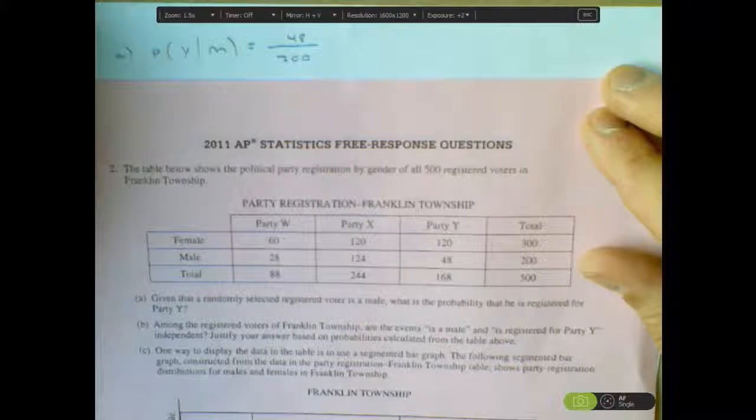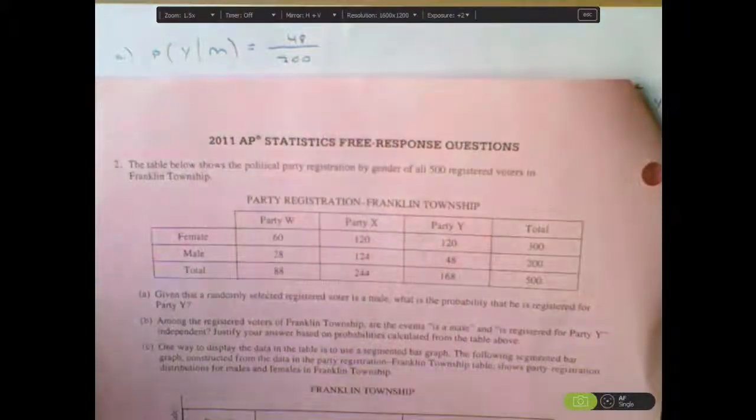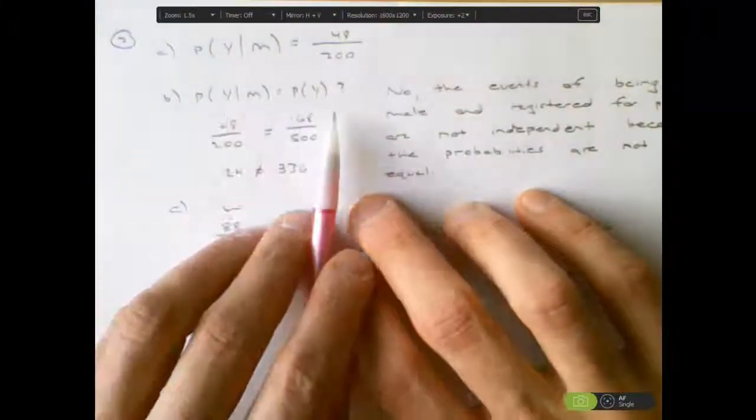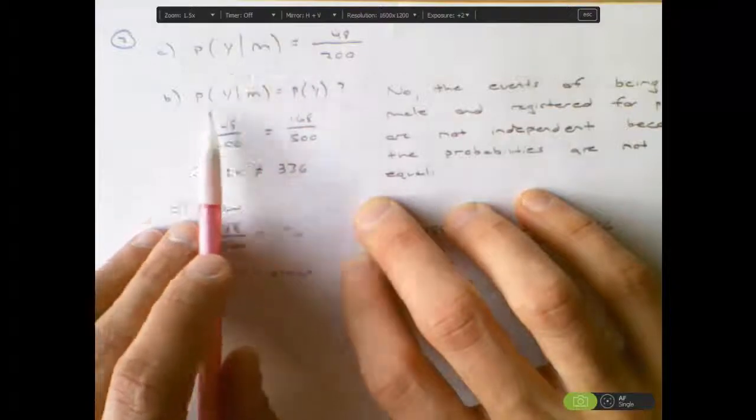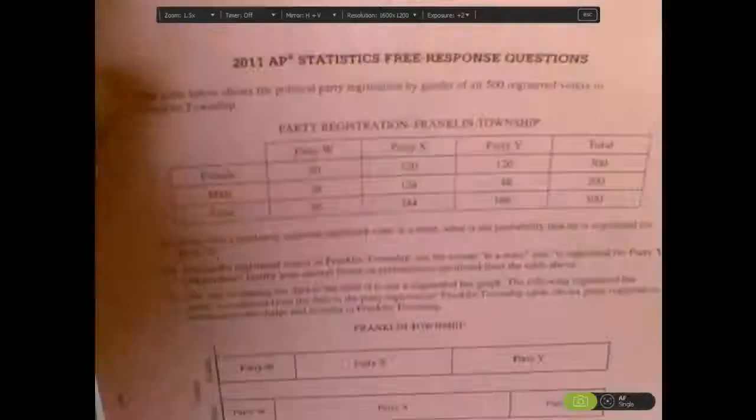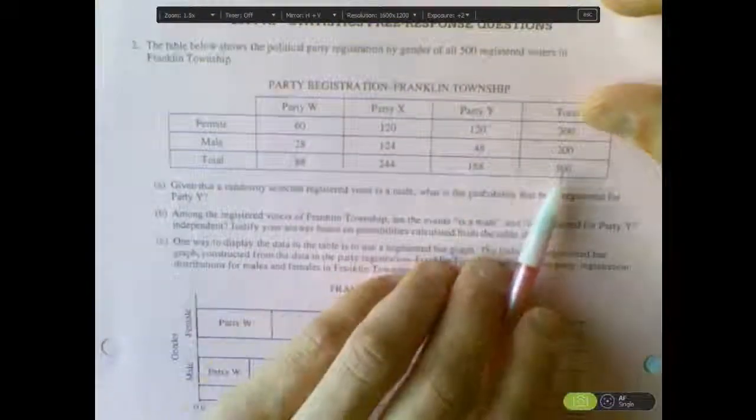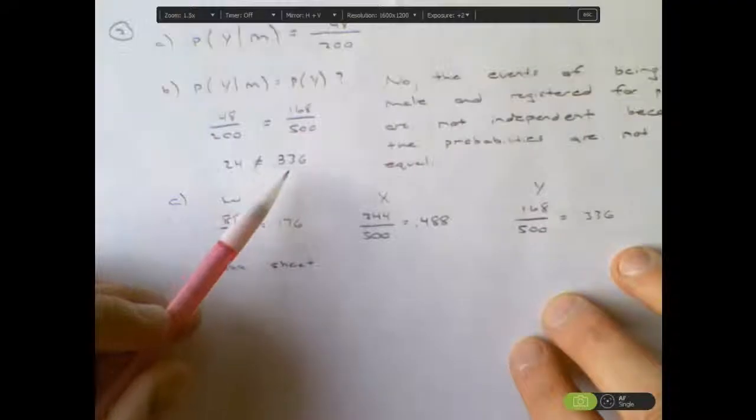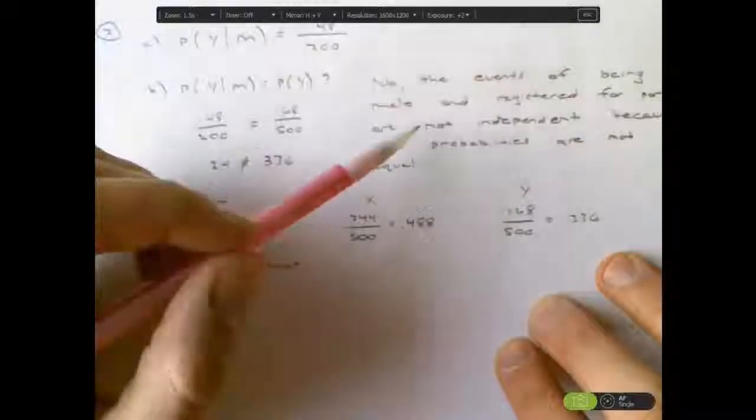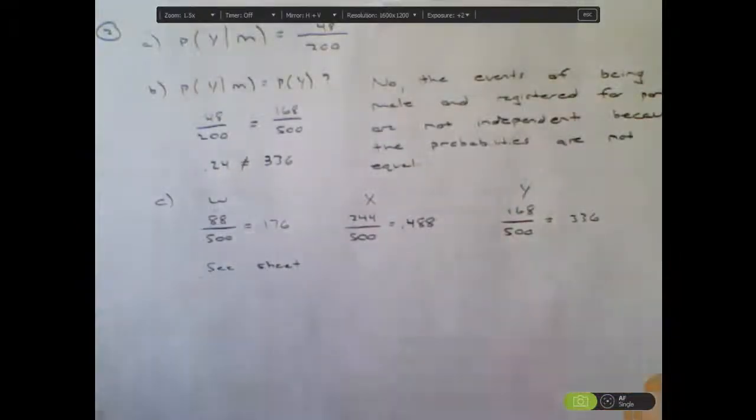In Part B, I want to know, are the events being male and registering for party Y independent or not? So using the independence formula, this is not on your green formula sheet, so this is something you need to know for your exam. I already have this information in Part A, so I might as well use it again in Part B. That was 0.24. The probability that they're registered for party Y is 168 out of 500, which is 0.336. So, are they independent? No, the events of being a male and registered for party Y are not independent because their probabilities are not equal. That's all I need to say. I don't need to go any further.